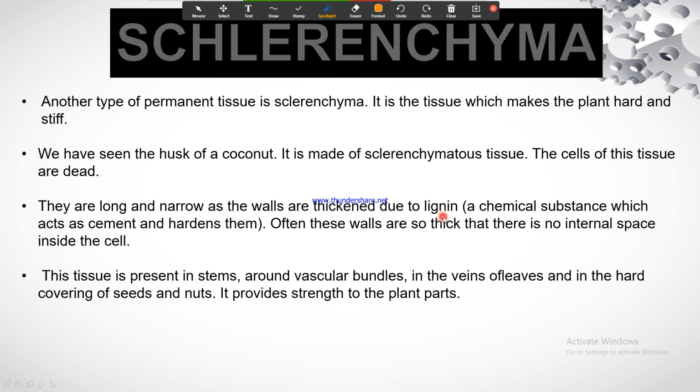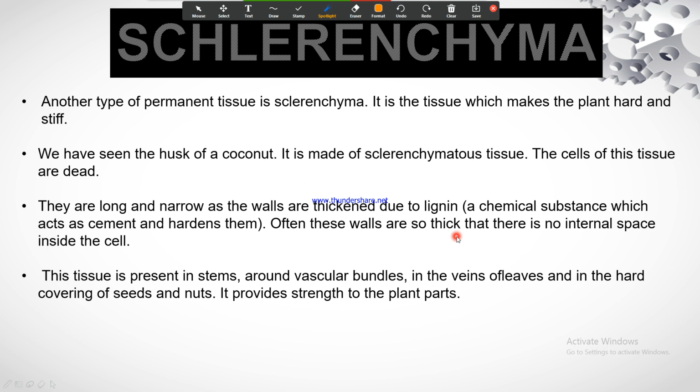How can cement harden the walls? During plastering time we use cement. In the same way, because of the lignin substance, which is also a type of complex carbohydrate, the cell walls become very hard in nature. Why should it be hard? Because the main function of the sclerenchyma is providing hardness and stiffness to the plant body.